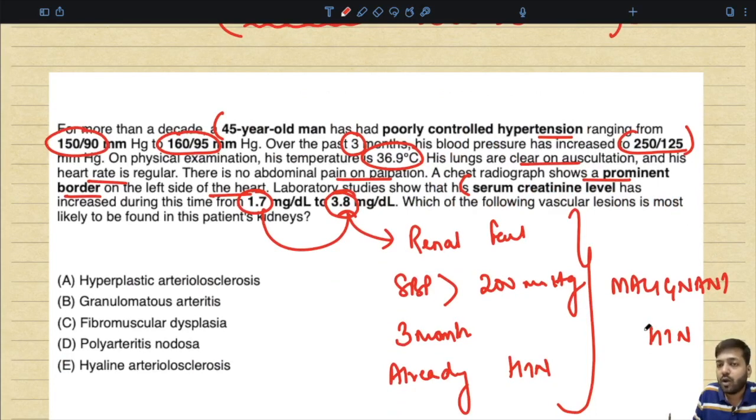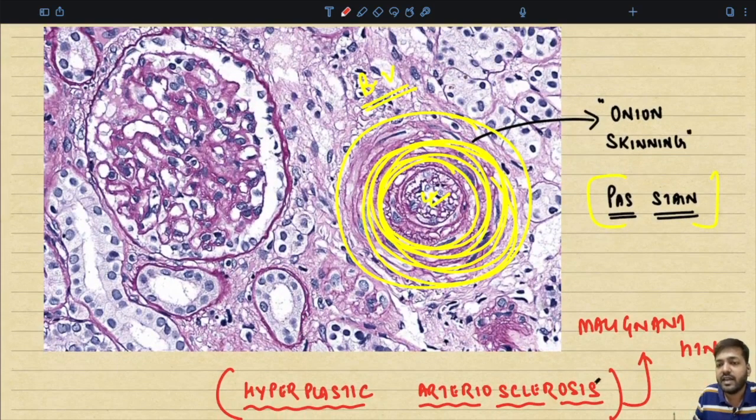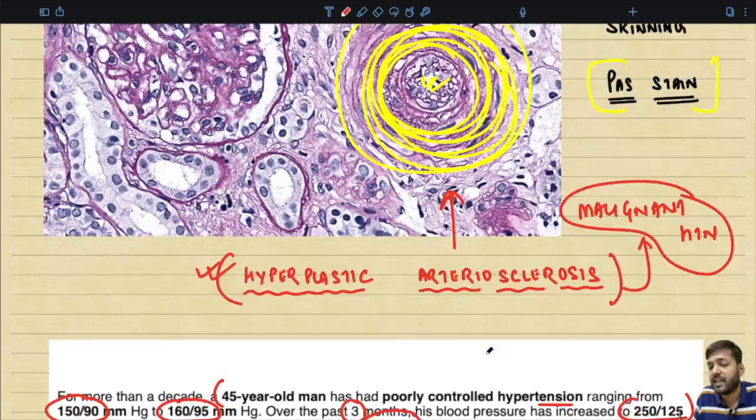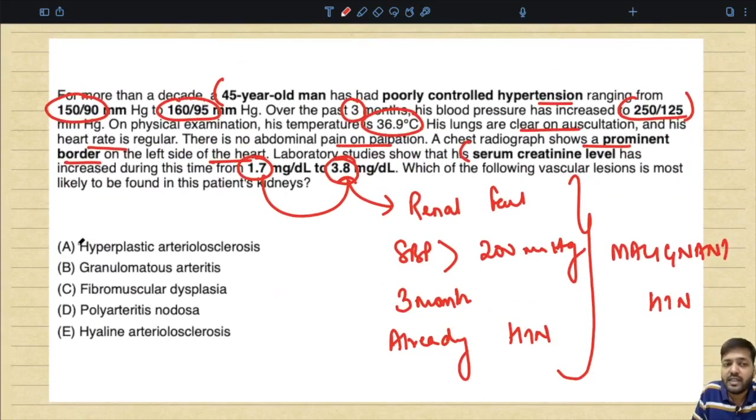So which of the following vascular lesions is most likely to be present? It is straightforward, as we have already seen, that malignant hypertension is characterized morphologically by the presence of hyperplastic arteriosclerosis characterized by onion skinning, as we can appreciate over here. So the answer will be hyperplastic arteriosclerosis.